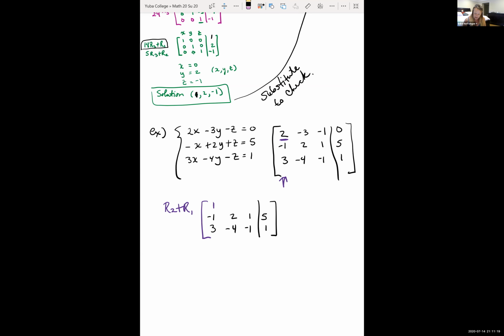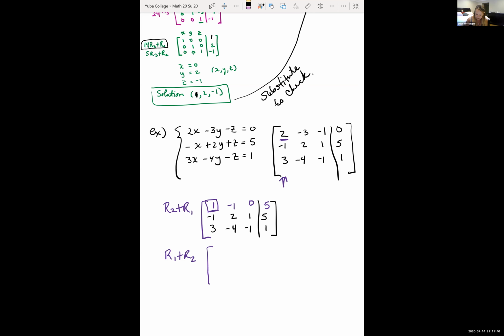2 minus 3 is negative 1. 1 minus 1 is 0. 5 plus 0 is 5. So we got the 1 where we want it. So we're going to use this row to get rid of the numbers below by multiplying it by the opposite of that coefficient. So basically here now, if we just take row 1 and add it to row 2.